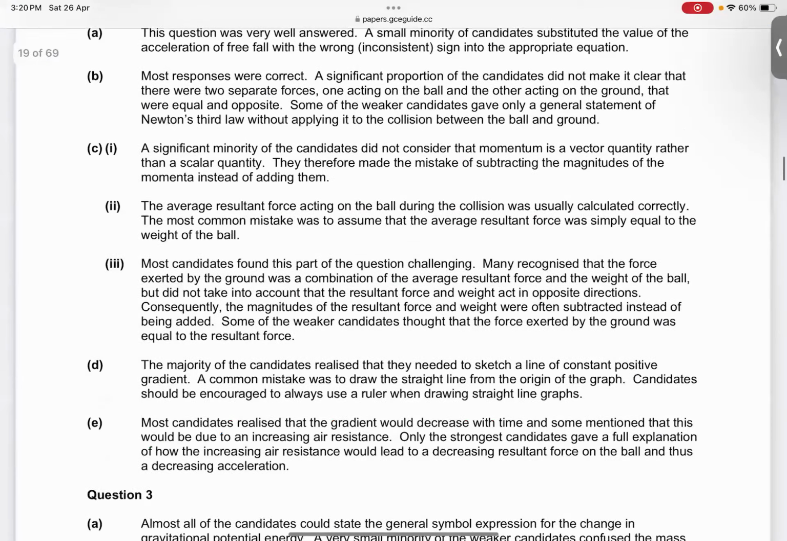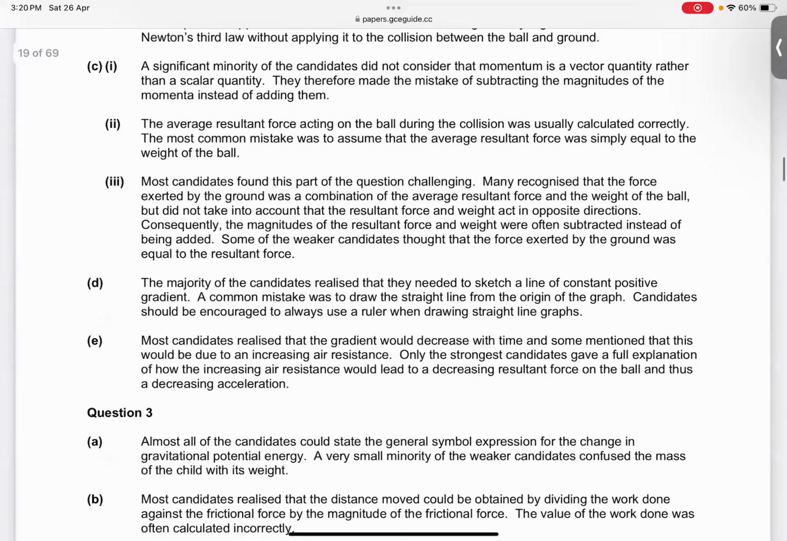The majority of the candidates realized that they needed to sketch a line of constant positive gradient for the graph. A common mistake was to draw a straight line from the origin. Candidates should be encouraged to always use a ruler when drawing this straight line on the graph. Most candidates realized that the gradient would decrease with time, and some mentioned that this would be due to an increase in the air resistance.